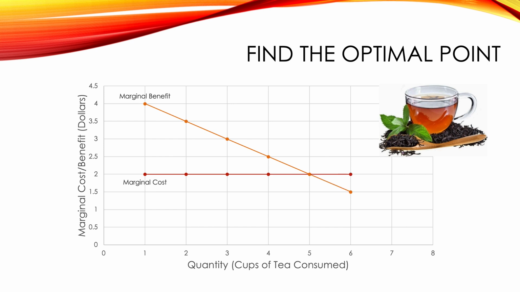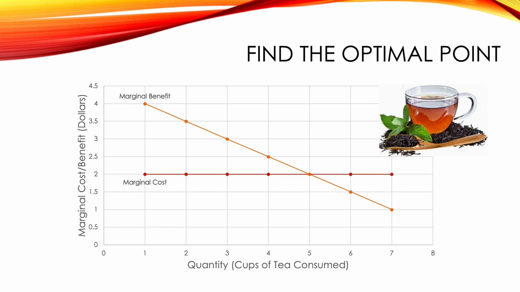Now the sixth cup of tea, that's where things change, because with that sixth cup of tea, the marginal benefit you get from it is only $1.50, but it costs you $2. So should you buy that sixth cup of tea? No, because again, you get $1.50 worth of benefit and it costs you $2. The cost outweighs the benefit, and the seventh cup is even worse. Only $1 worth of benefit and it still costs you $2.